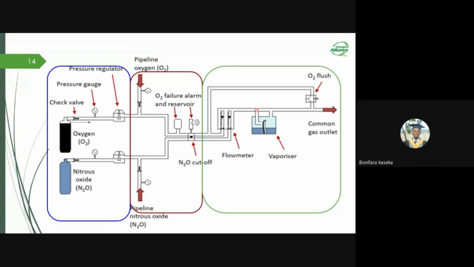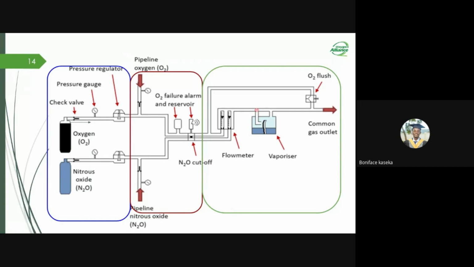So from the intermediate system, if you're not using the pipeline, it flows up until the flow meter. And before the flow meter, you'll see that there's an oxygen failure alarm. So the oxygen failure alarm indicates at times whereby there's a leakage and the value has dropped to less than 18 psi. So another thing to note is that the nitrous oxide depends on the pressure of oxygen. So if you have a low pressure of oxygen, it means that it is in low supply.